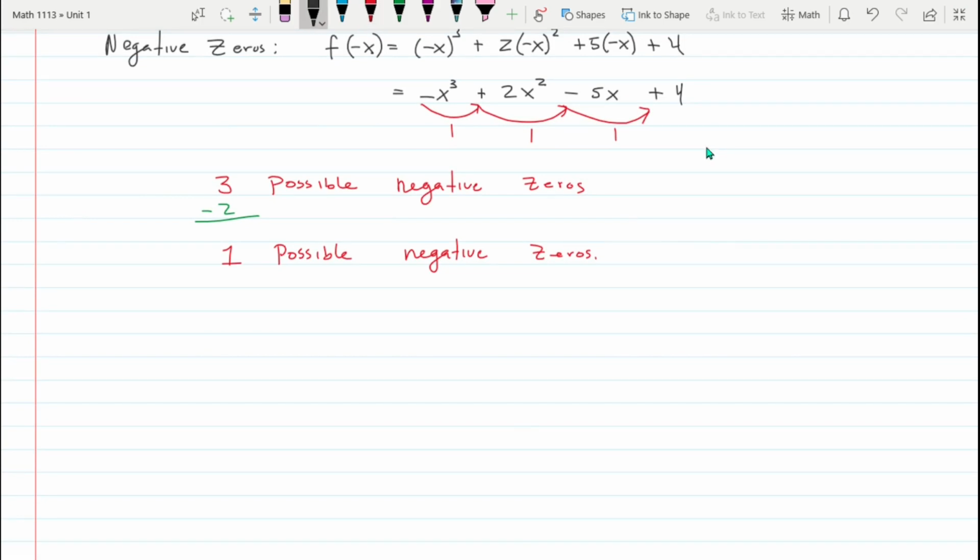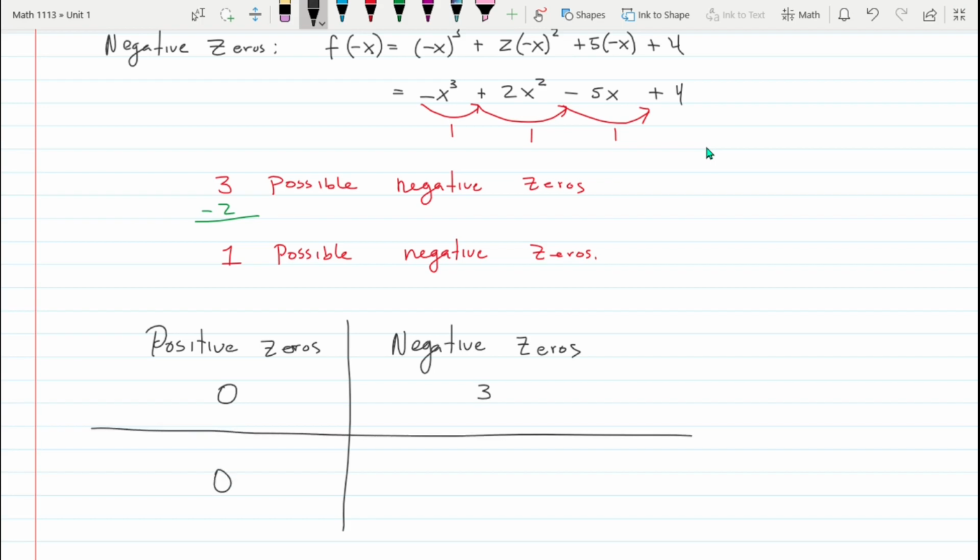So I'll say the number of positive zeros is either 0, because that's the only possibility that we found. Negative zeros, we found 2 possibilities, meaning that there is either 3 of them or 1 of them, because we have to take away the even number of zeros. So what it means is that there are 2 cases to consider.